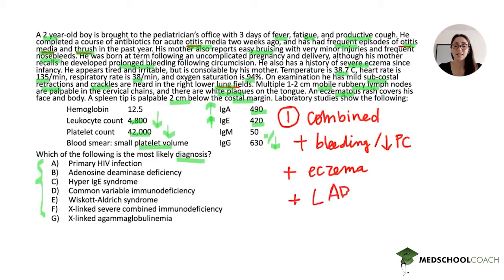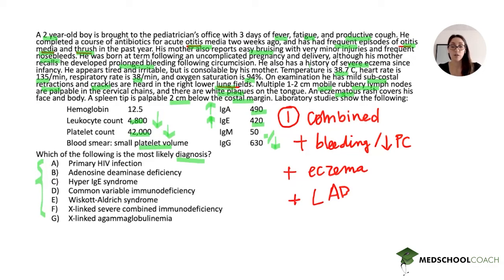The plaques on the white tongue, that's consistent with thrush. We're already told that this patient has a history of recurrent thrush, and that's consistent with being in a combined immunodeficiency. So we don't need to dwell on that further. We're told that he has an eczematous rash, that's consistent. And then the patient also has a spleen tip that's palpable.